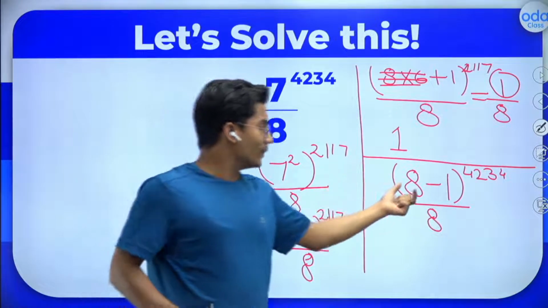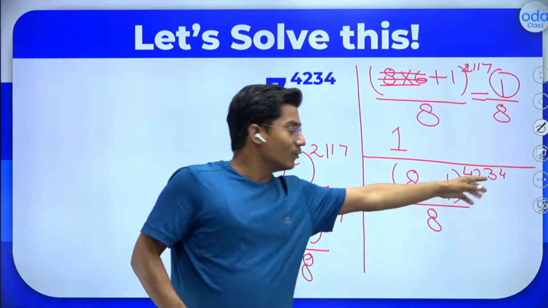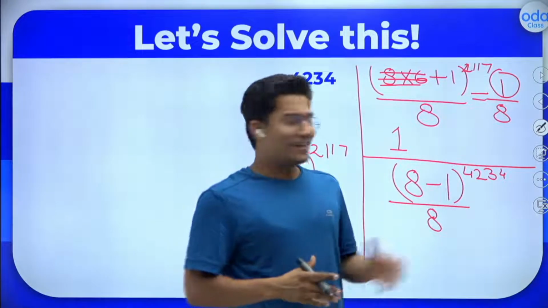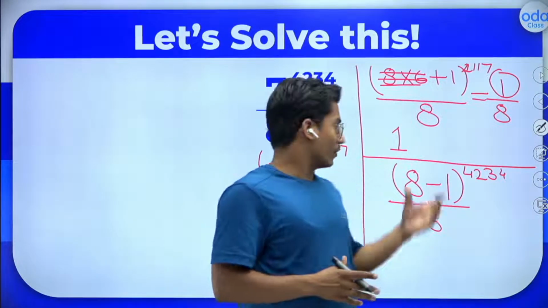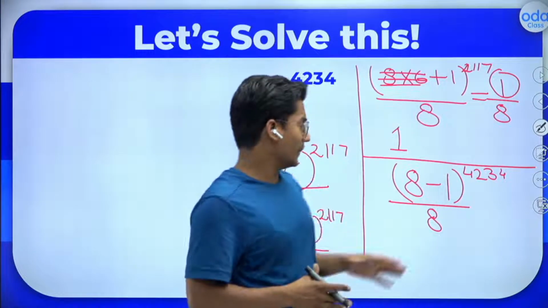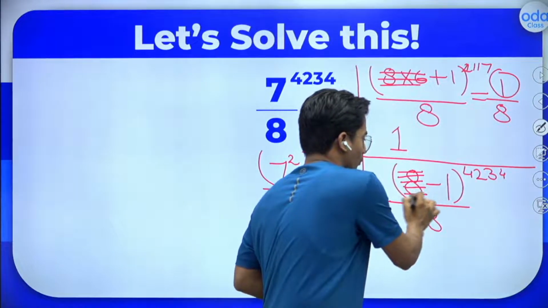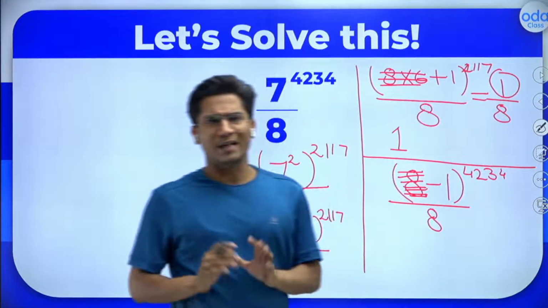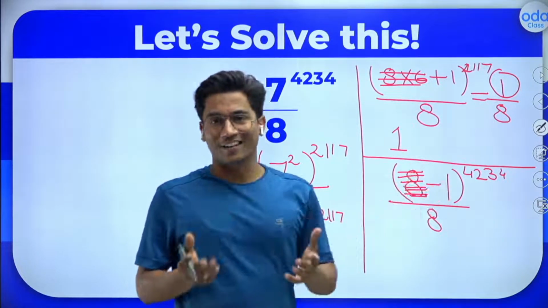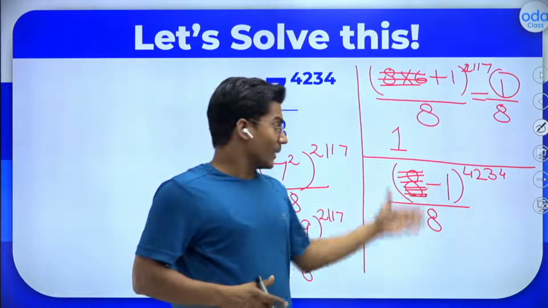So here I can simply write it as 8 minus 1, exponent 4234. In the denominator, I have got 8. Again, you have to just forget this part. You are always supposed to forget the divisible part. You don't need to write it again and again. So what am I supposed to do? Forget this part, get the answer. It is as simple as that.